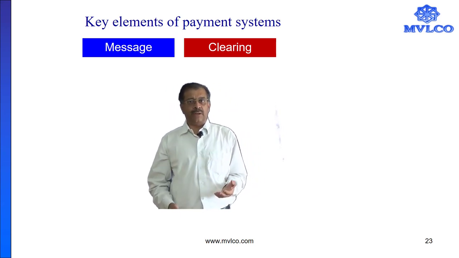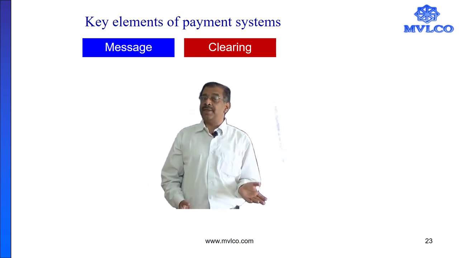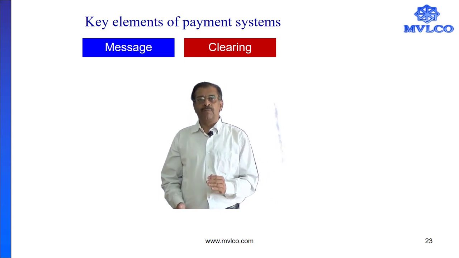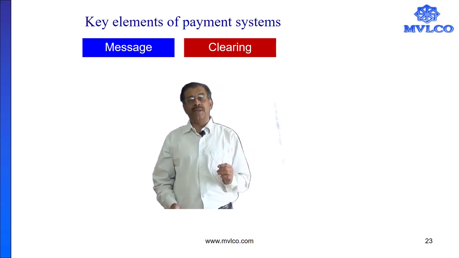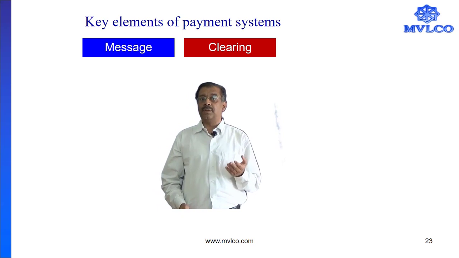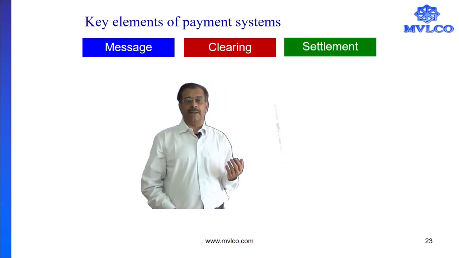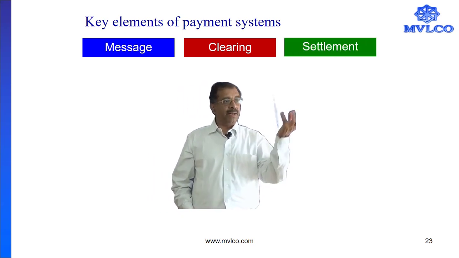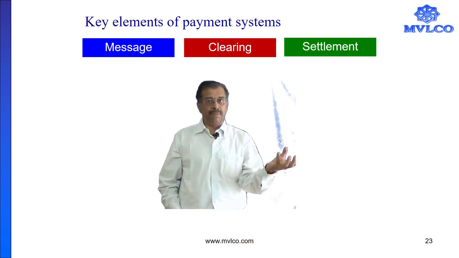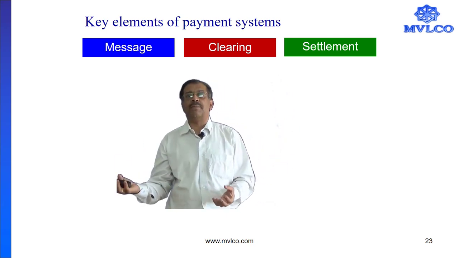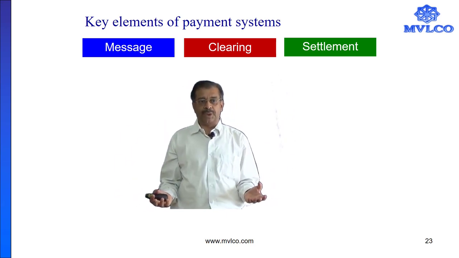Once the obligation is calculated, the banks actually need to exchange this money. And when the exchange is to be made, we need some system which will carry out the third element, which is settlement. Settlement would then mean take money from one bank having a payable position and give that money to another bank which has a receivable position.